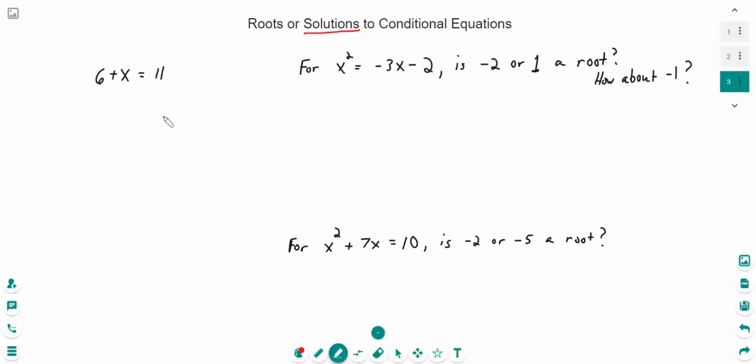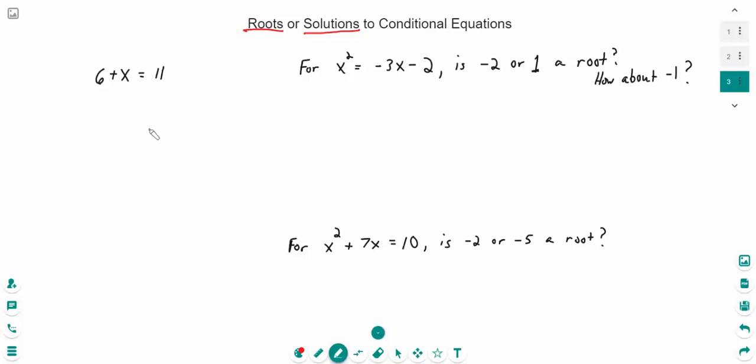Another name, which maybe doesn't quite sound as common or as familiar to you, is the name root. So you might also say that a number that satisfies this equation and makes it true is called the root of the equation. So root and solution, you can use them back and forth interchangeably. They both mean the same thing when we're talking about equations.